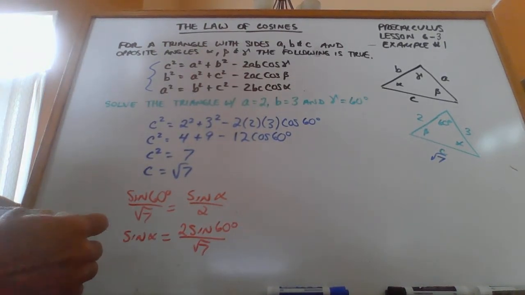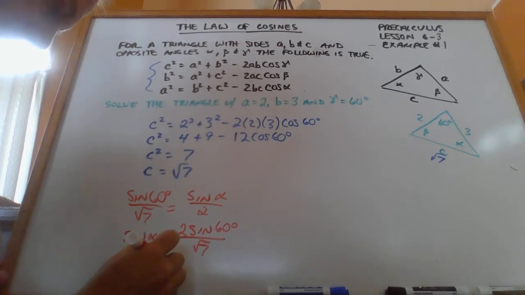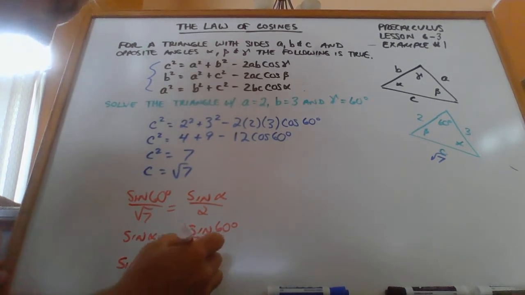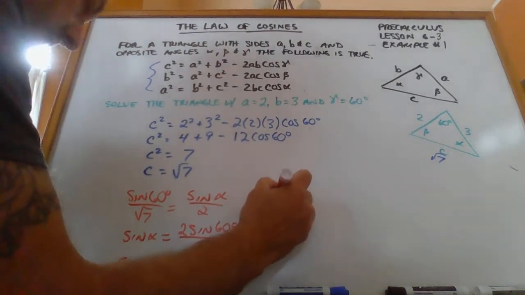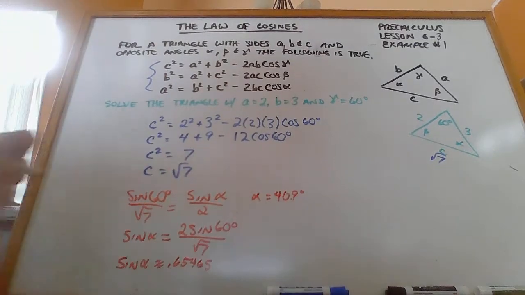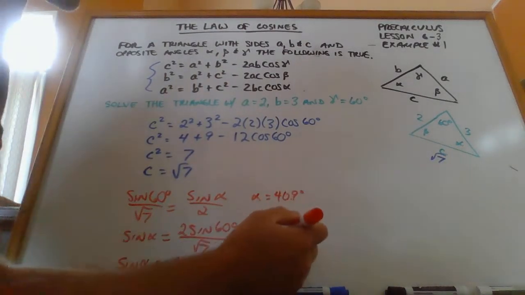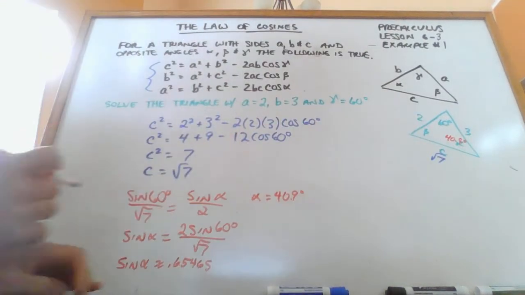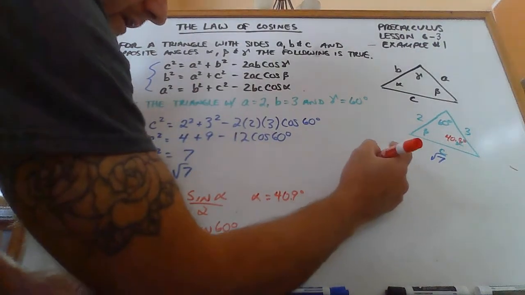And that comes out to be, sine alpha is about 0.65465. And when we solve that, that comes out to be about 40.9 degrees. Okay, so remember you solve that by doing the arcsine here. So I can go ahead and put that in over here, 40.9 degrees.